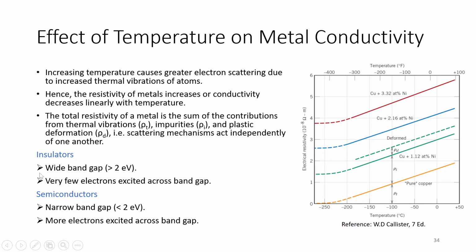In the case of insulators, they have a wide band gap between the valence band and the conduction band, greater than 2 electron volts, and very few electrons are excited across the band gap. Semiconductors have a narrow band gap, lesser than 2 electron volts, so more electrons are excited across the band gap. In semiconductors, this type of relation won't be there. For semiconductors, with increasing temperature, the resistivity decreases.